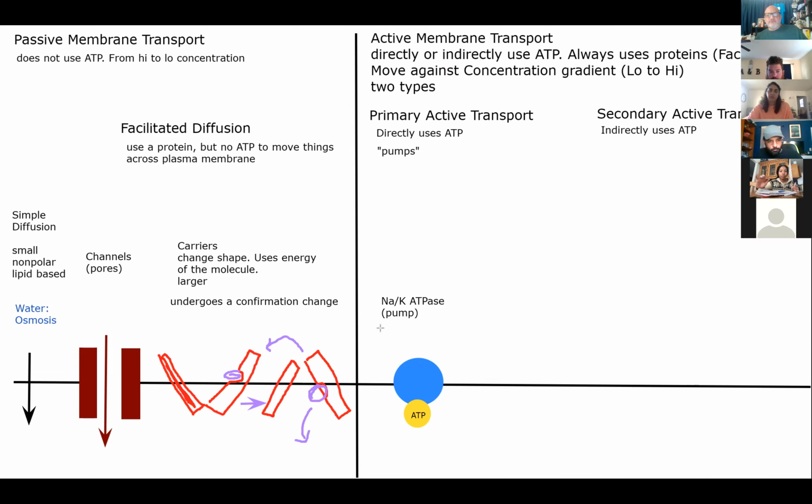2 sodium out, 2 potassium in. All right, so 2 potassium come in. How many sodium leave? 3. 3, excellent. So it kicks 3 sodium out and brings 2 potassium in, right? So that was an example.